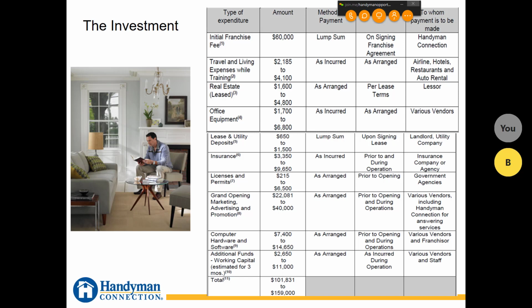So let's talk about the investment. This comes right out of the FDD. After I finish up and wrap up this call, I'll be able to send you the FDD, and we'll talk about that as well in a couple minutes. But I do want to go over the initial breakdown of the investment because it's important for you to understand it. And as a franchisor, we actually have to disclose a full range of investment.